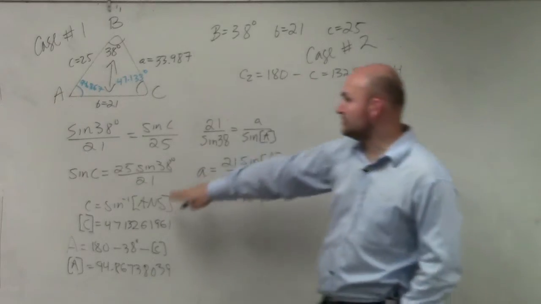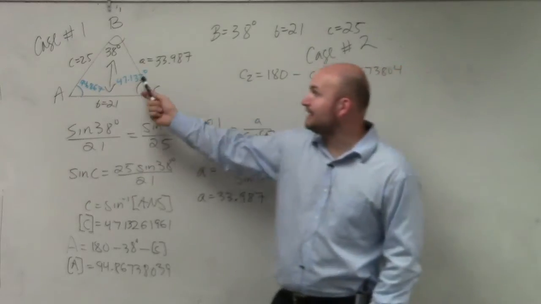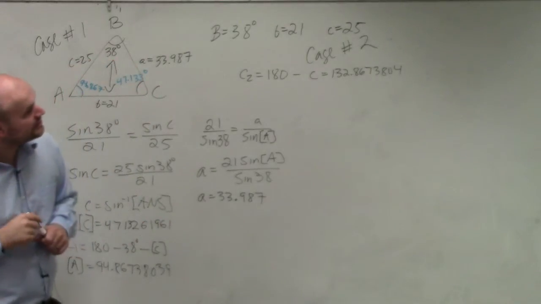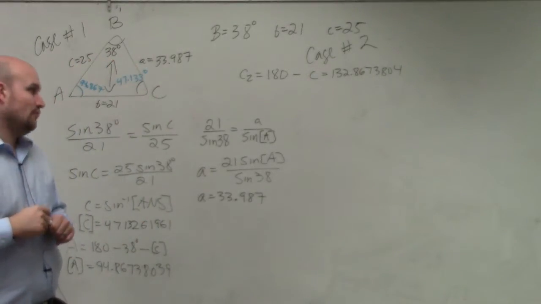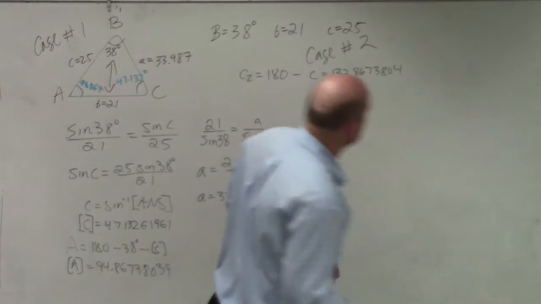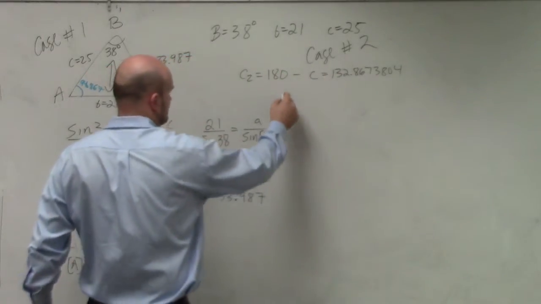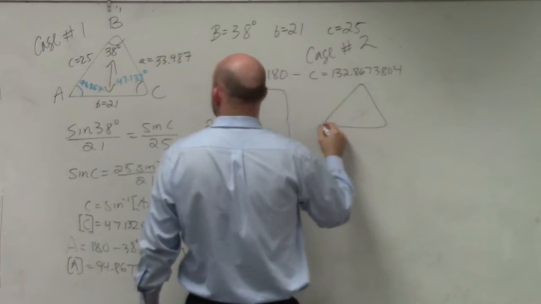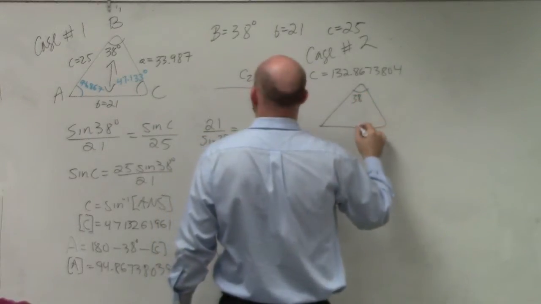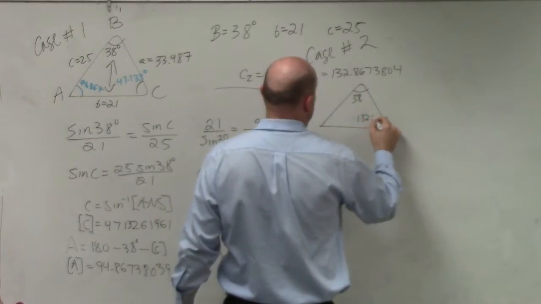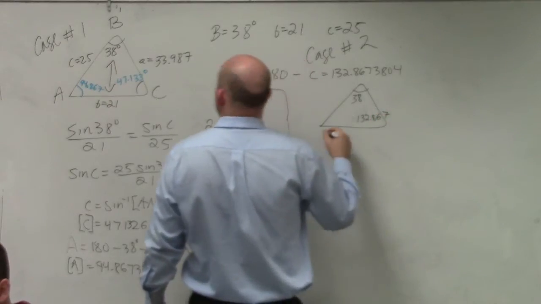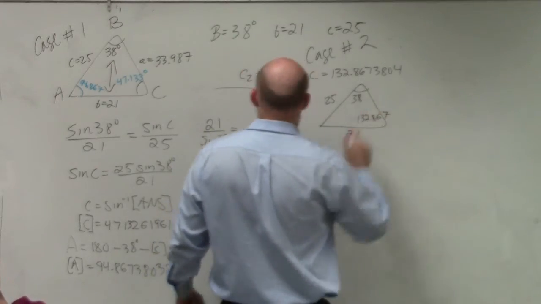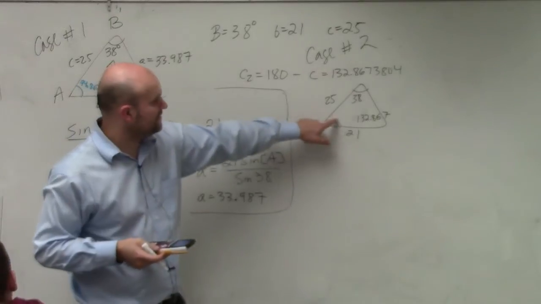So again, originally, we found out we have a second case. My angle C could be 147, or it could also be 180 minus C, which is 132.86738.04. So let me go back and store this again. And let me draw my triangle. You can see how much work I'm expending here. So let's see, I have 38. This is 132.867. This is 25. This is 21. And I don't know any other information. So I've got to figure out what that value is.